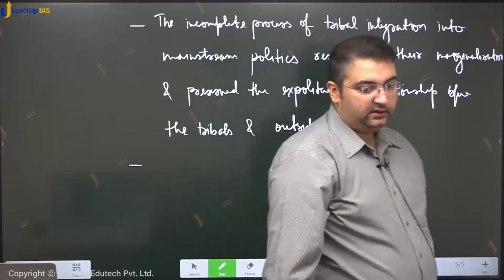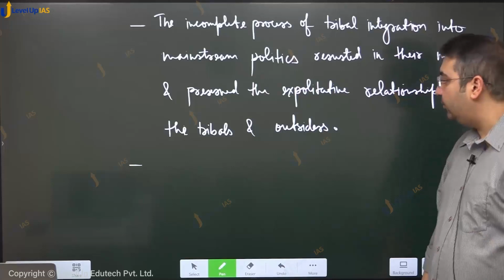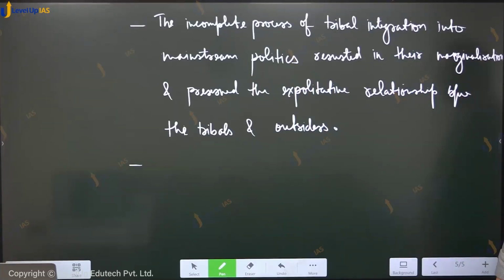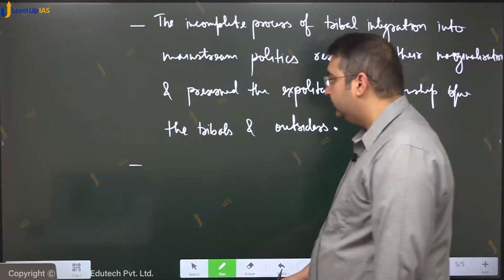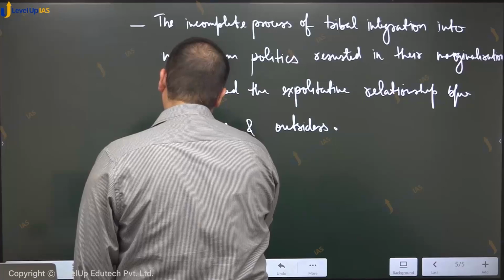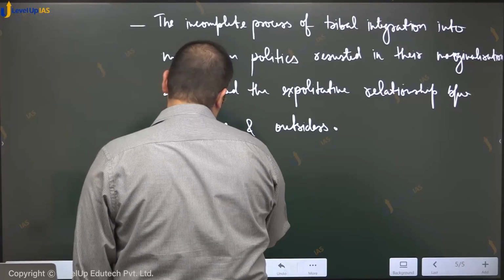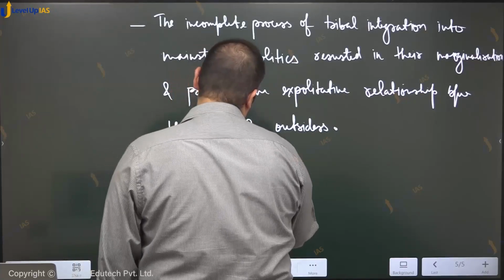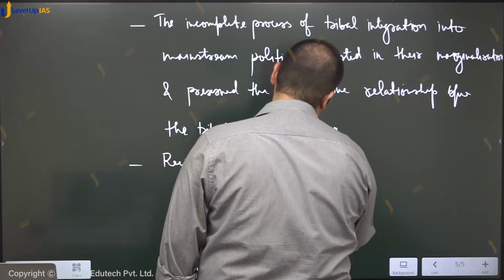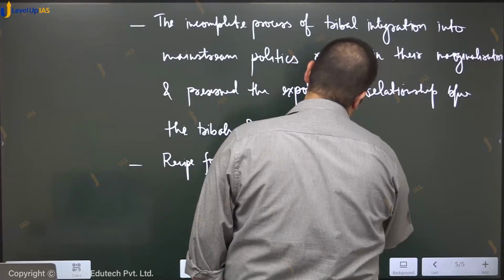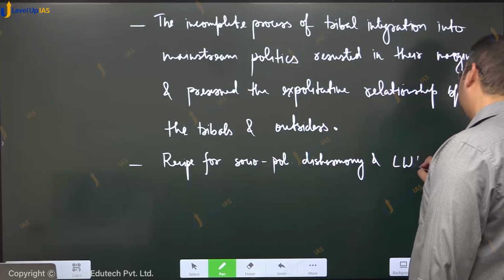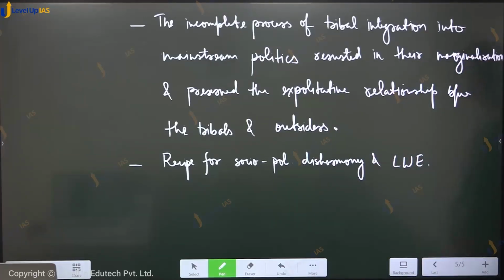Right? The tribals, because of their continuing exploitation, were also vulnerable to being seduced by extremist ideologies, specifically right wing or left wing extremism. Left wing extremism. This was a recipe for socio-political disharmony and left wing extremism. And thus, a sensitive response to the issue of tribal integration was required.